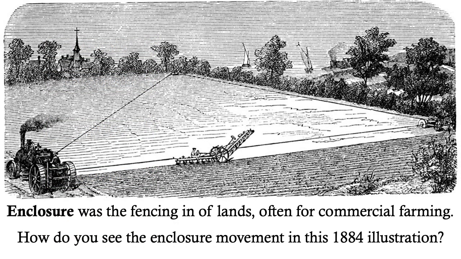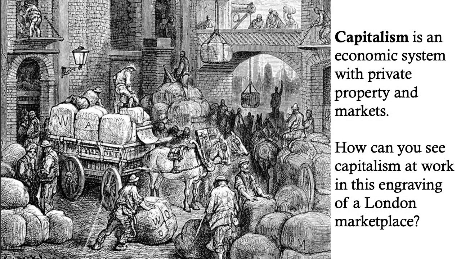Here's the first. Enclosure was the fencing in of lands, often for commercial farming. How do you see the enclosure movement in this 1884 illustration? Add the answer to your notebook guide. Capitalism is an economic system with private property and markets. How can you see capitalism at work in this engraving of a London marketplace? Add the answer to your notebook guide.